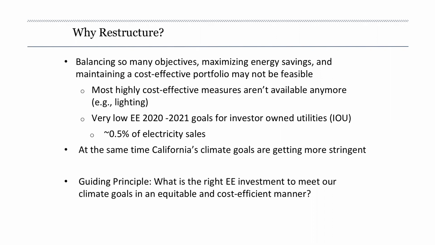So what do you do now when you don't have this very cost-effective resource that you were able to use to trade off with all these other objectives that EE was trying to achieve that may not show up in, say, a TRC cost-effectiveness paradigm? And what's been happening recently is that we're seeing energy efficiency goals and targets decrease. And at the same time, California's climate goals are getting more stringent.